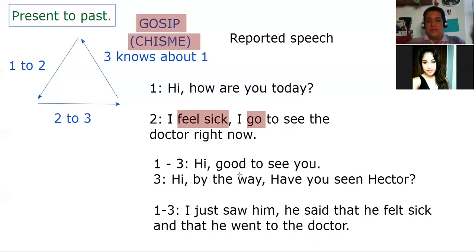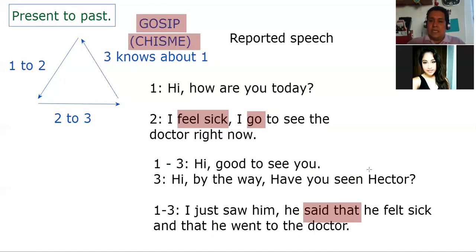After that, person one finds person three. They say hi, and person three says, hey, hi, by the way, have you seen Hector? Which is person one. Sorry, I made a mistake here. In fact, this is person one. And person one says, oh, I just saw him. He said that. Sometimes you don't need to say that. I mean, the important thing is he said, well, we can say that.